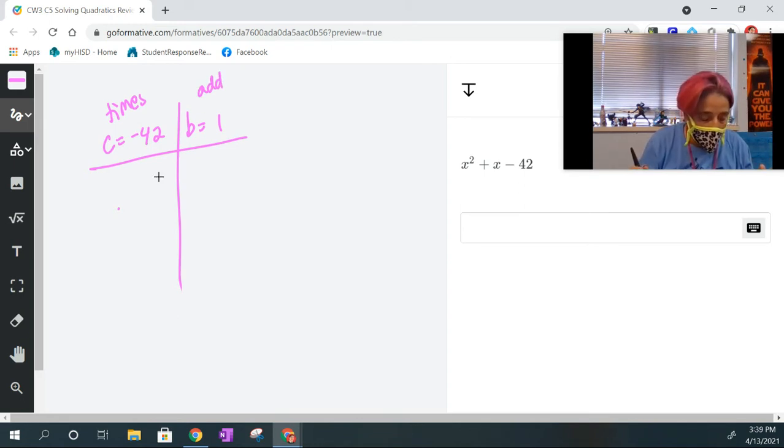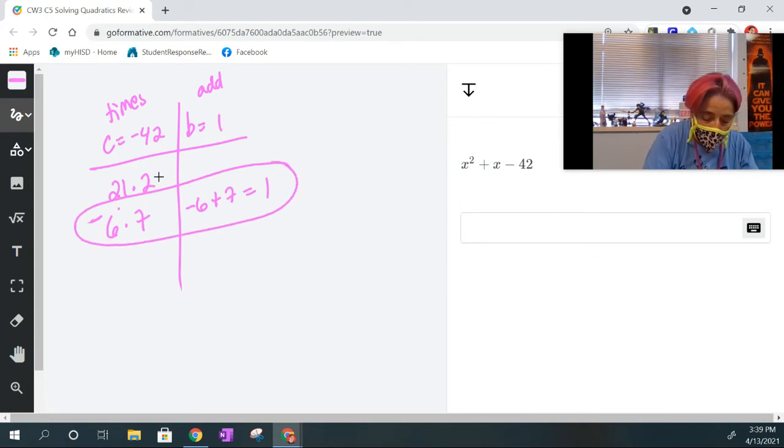I know it's not going to be 42 and 1. So I'm going to try 42 divided by 2. That's 21 times 2, which is definitely going to be too large of a number. I'm going to try 9. Let's try it. That 9 won't work. Let's try 8. Let's try 7. So 7 times 6. Now, negative 6 times positive 7 gives negative 42. Negative 6 plus 7, when I add those two numbers, gives me positive 1. So these are definitely the factors that I want to use.